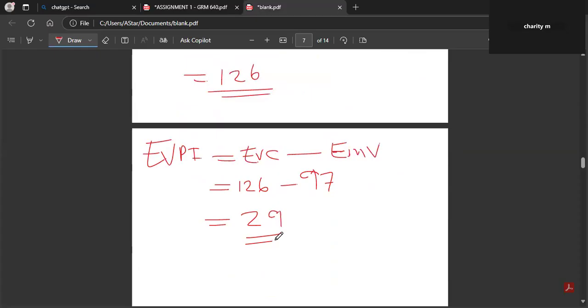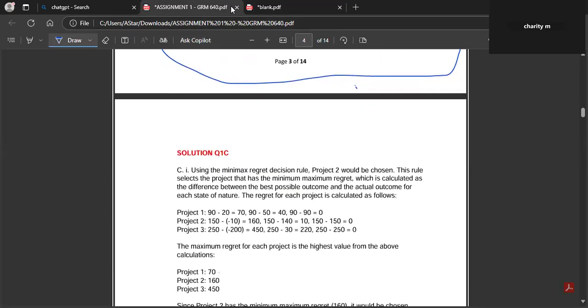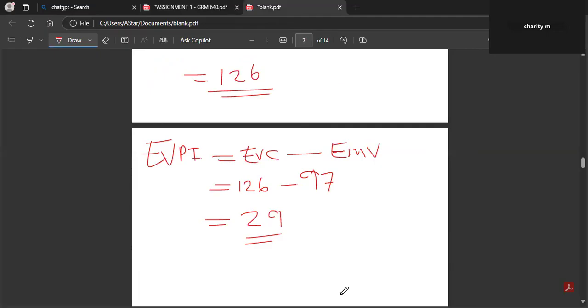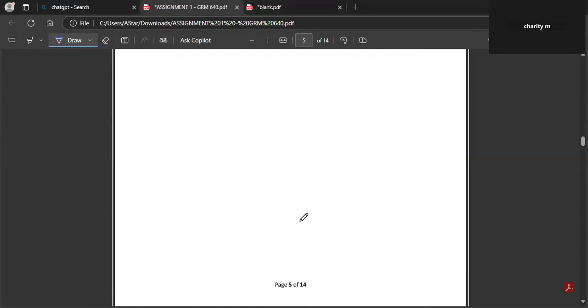Yes, it's clear. Okay, so let's move on to question 4, if you have followed. So we have answered the first, second, and third. The 29 is for the third. 29 is for the third, yes. Is that okay? Yes, it is. Okay. So now let's move on to the other question.